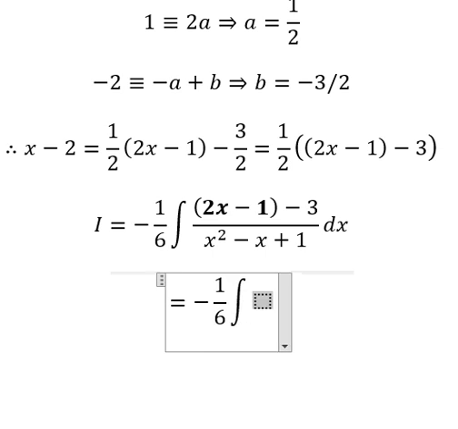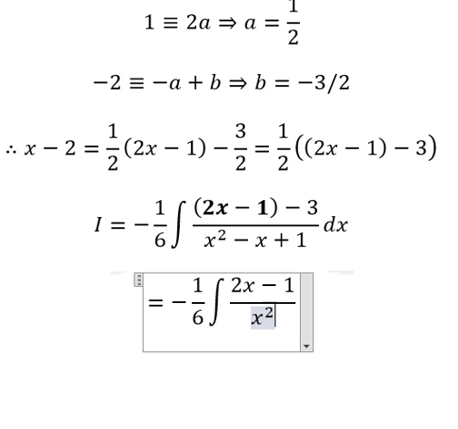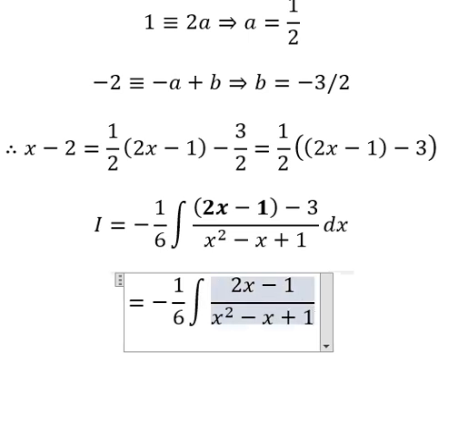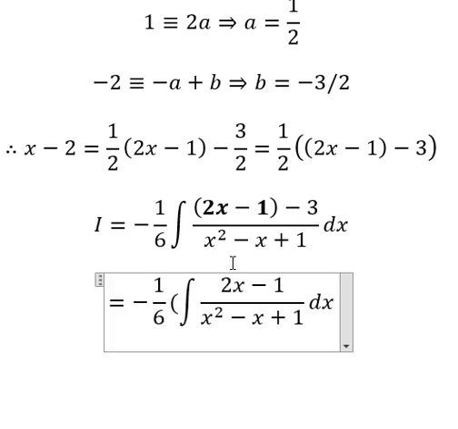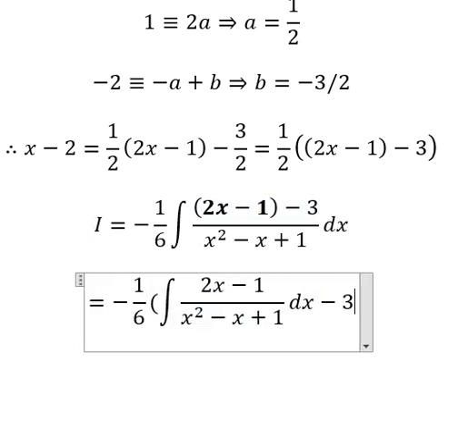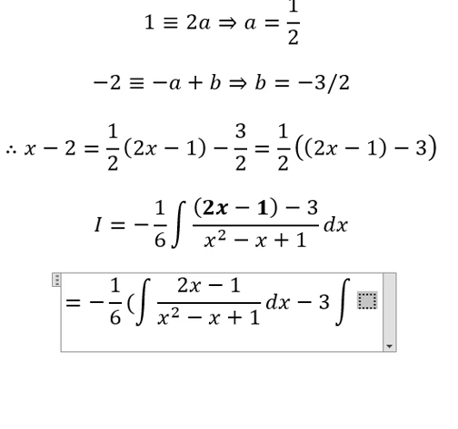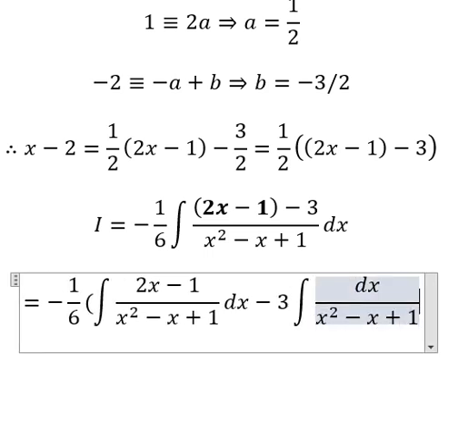The first integral is the integral of 2x minus 1 divided by x squared minus x plus 1 dx. In the next integral, minus 1/6 is still outside. In fact, let me just multiply with everything, so that I just take this other part, minus 3. Since 3 is a constant, I'll just put it out. Minus 3 times the integral of dx divided by x squared minus x plus 1. So that is what we have.